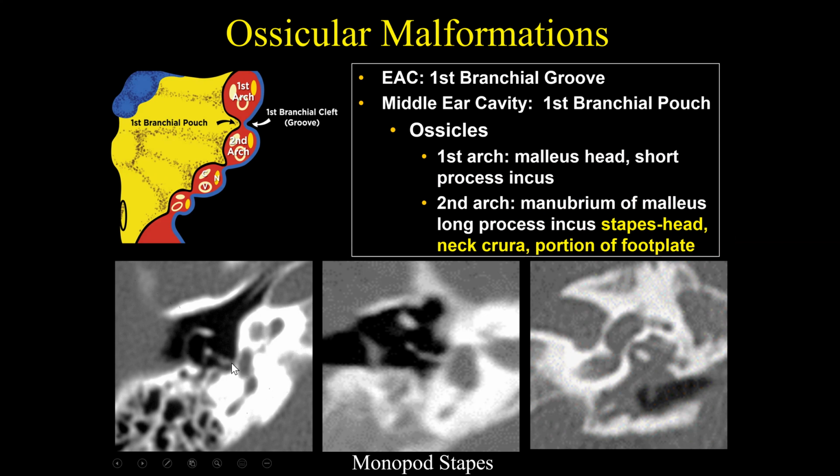And so in this example on your left, we can see only the posterior aspect of the crura being formed. Another example here, only one crura of the stapes present. And in this coronal image, again, only one crura of the stapes was seen. So these are examples of monopod stapes. And again, if we don't have a normally formed stapes, this will result in a conductive hearing loss.